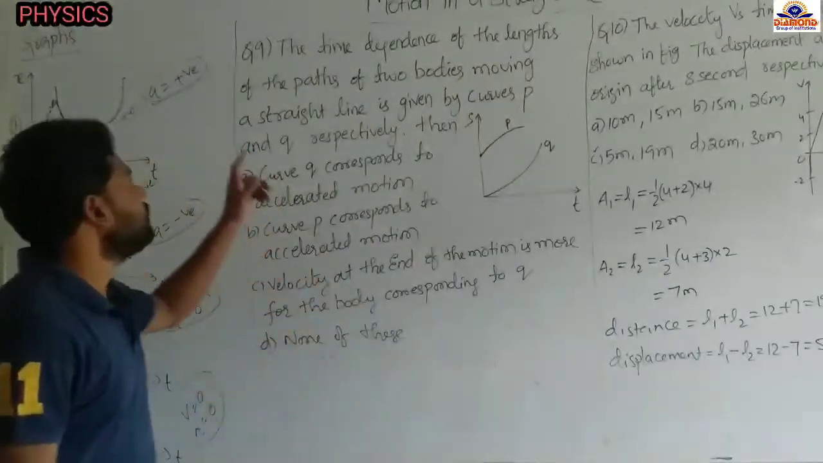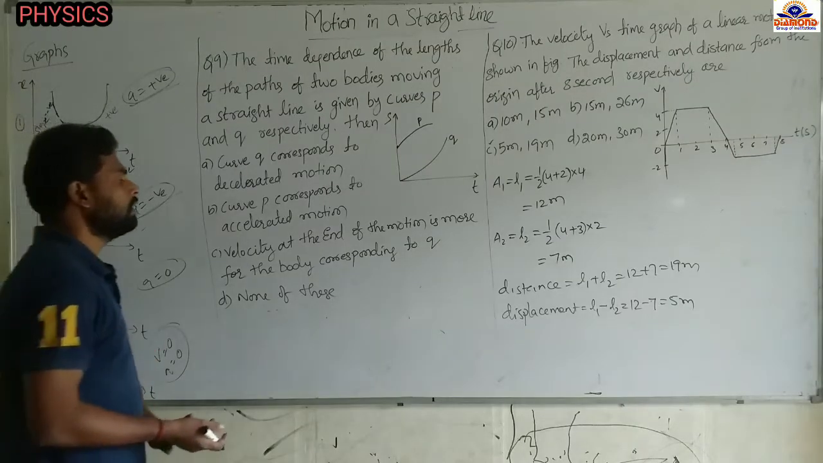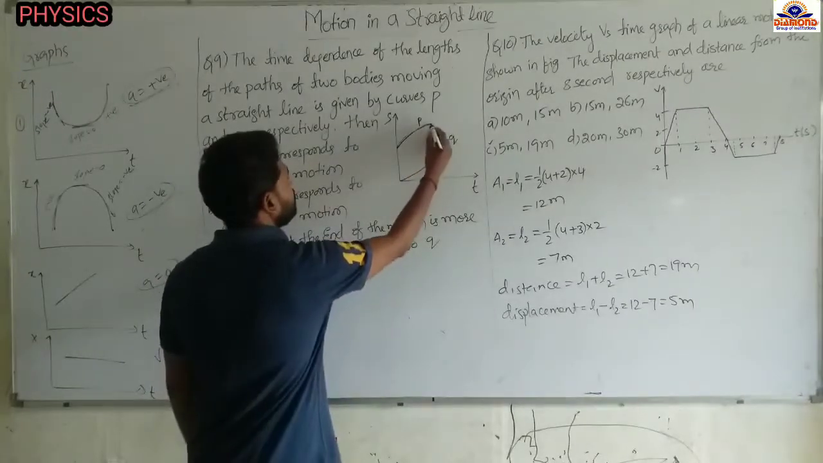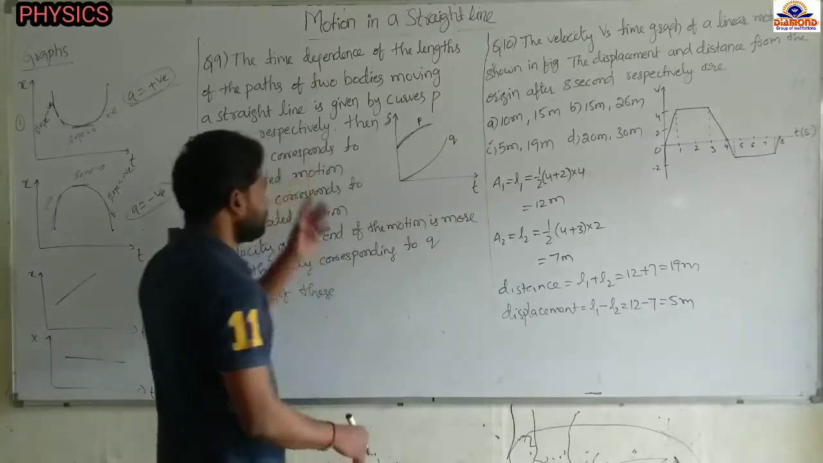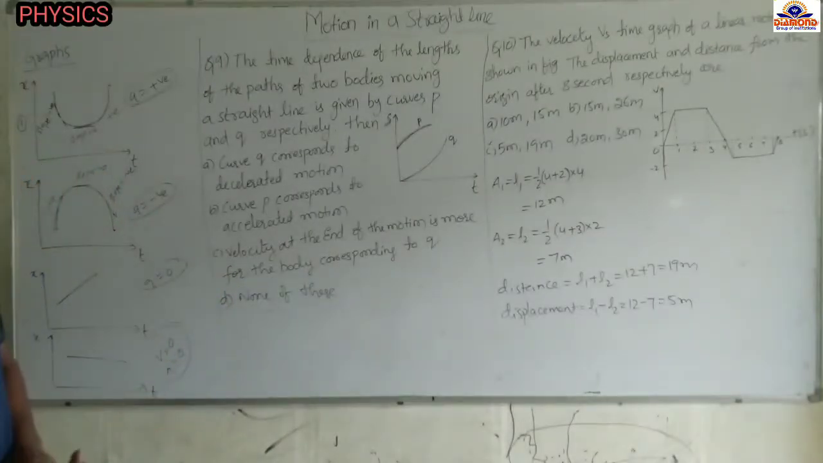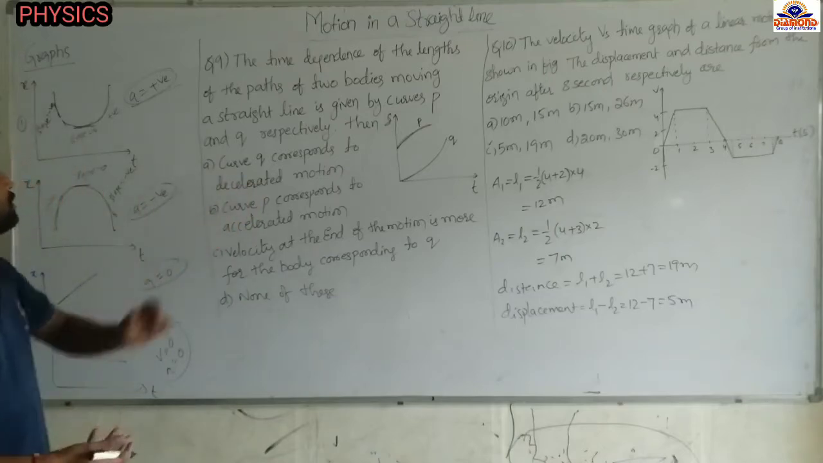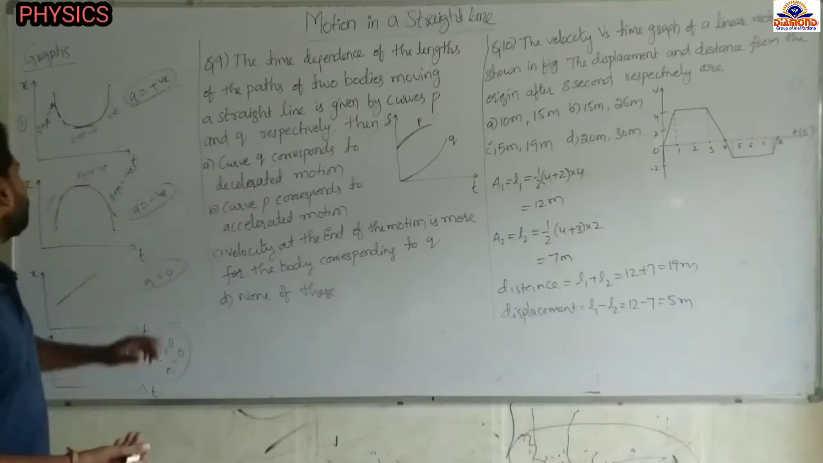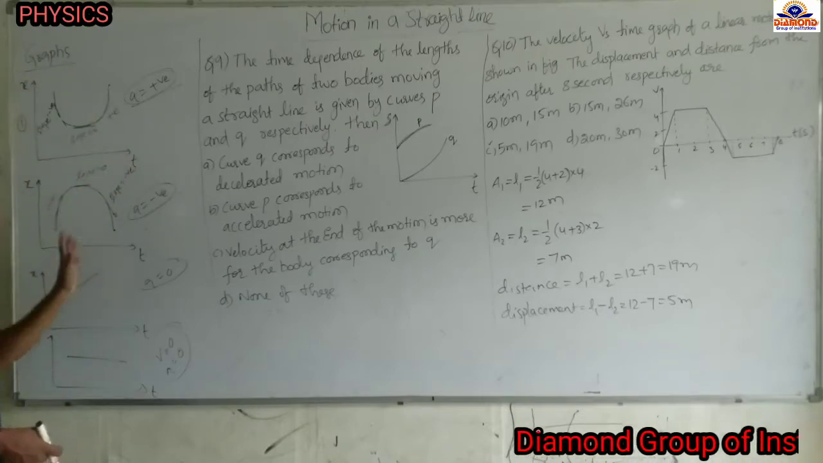Based on these graphs, I have given one question here. See now: the time dependence of the lengths of the paths of two bodies moving in a straight line is given by curves P and Q respectively. Here one graph is P and this one is Q. S is the displacement and T is the time, so this is the displacement-time graph of P and Q. Curve Q corresponds to acceleration or deceleration, which we have to find. If the displacement-time graph is an upward parabola, it is accelerated, and a downward parabola is decelerated.